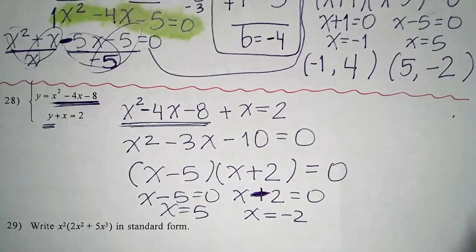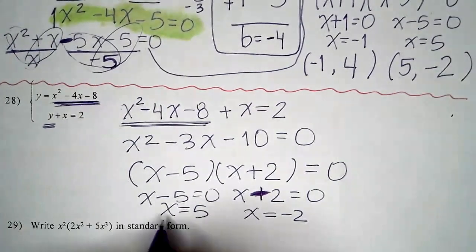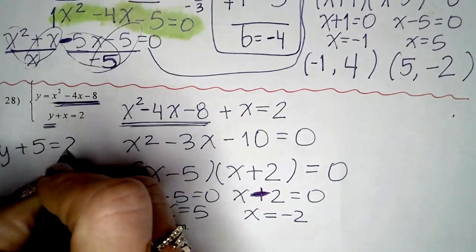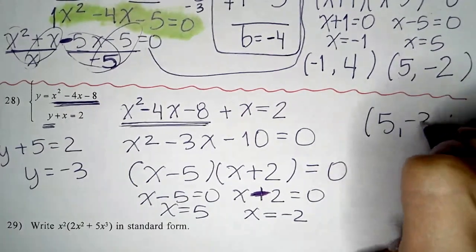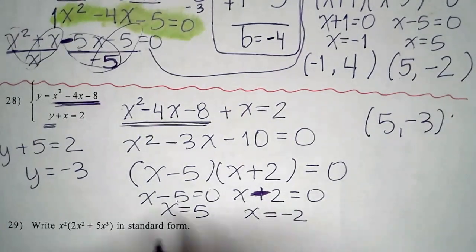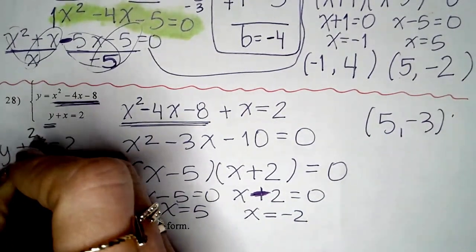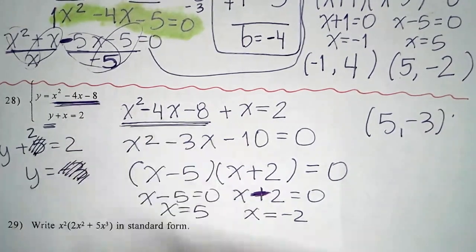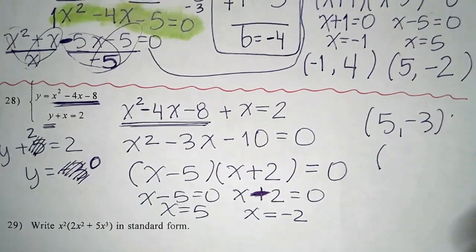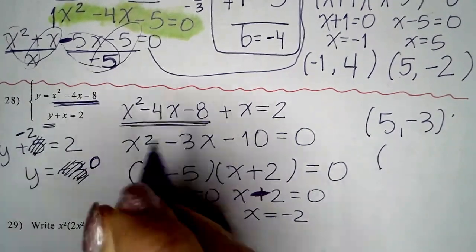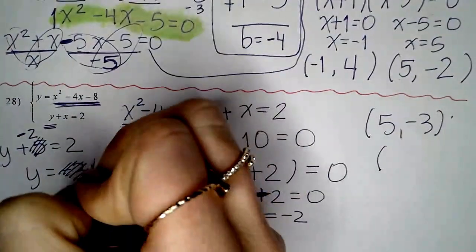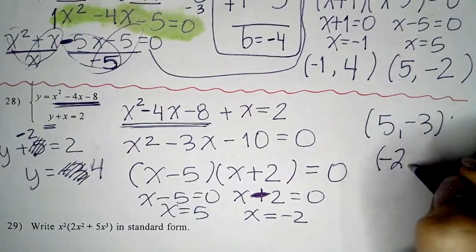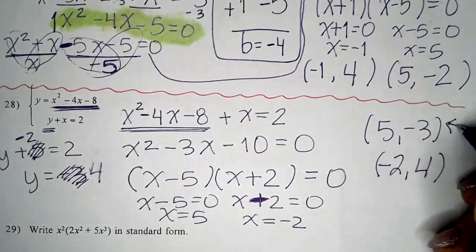We're not done. I have to get some ordered pairs. So if I go right there, and I fill in 5 for x, y plus 5 equals 2. Subtract 5, and I get that y equals negative 3. That means my one answer is 5, comma, negative 3. Then I plug in negative 2. Y plus negative 2 equals 2, so I add 2 to the other side. So I get y equals 4. That gives me negative 2, comma, 4. So those are my two solutions.